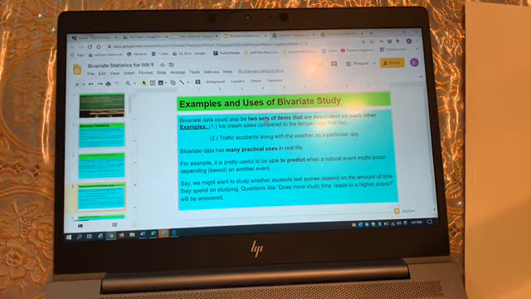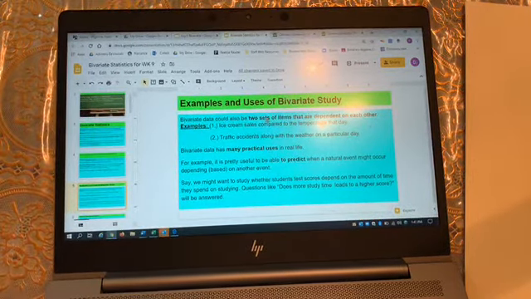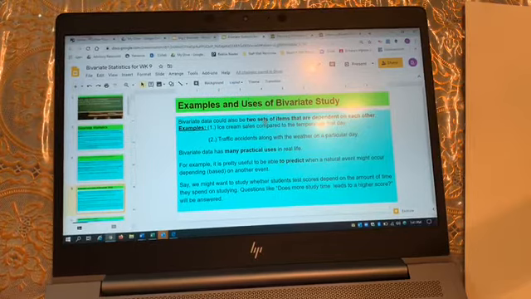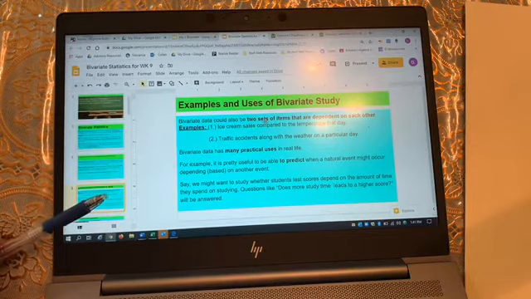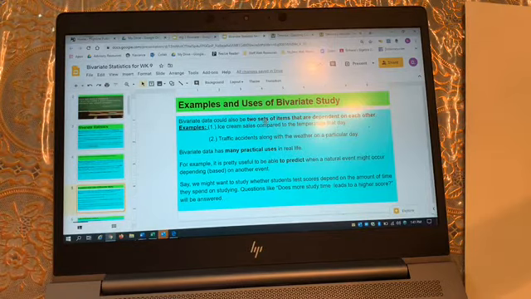So bivariate data has many practical uses. For instance, you can predict the occurrence of some natural event depending on the occurrence of another event. So it has a great use in everyday life, this bivariate study. Okay.